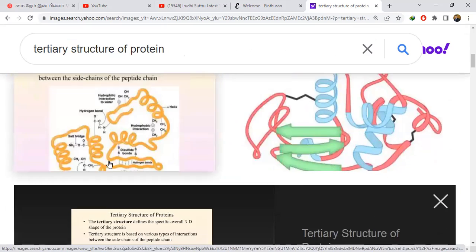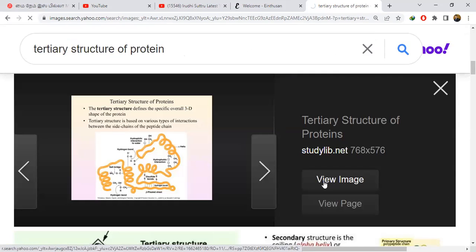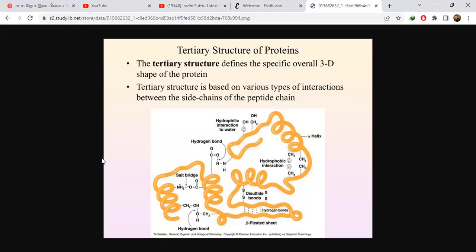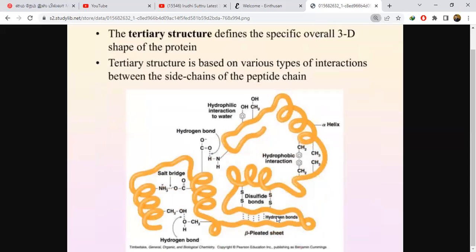Look at the diagram. How many chains are here? 4 chains. Can you see the diagram? Do you see 4 chains there? How many chains are here? 1 chain. Only 1 chain.